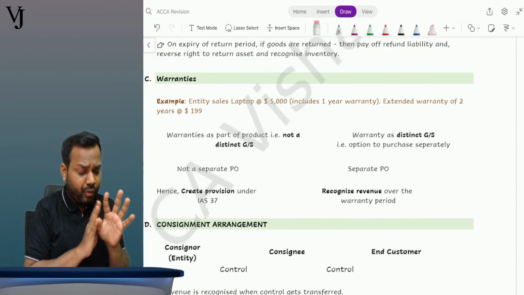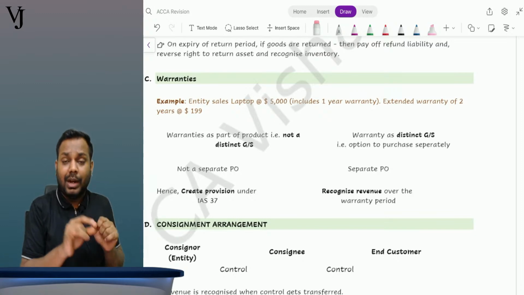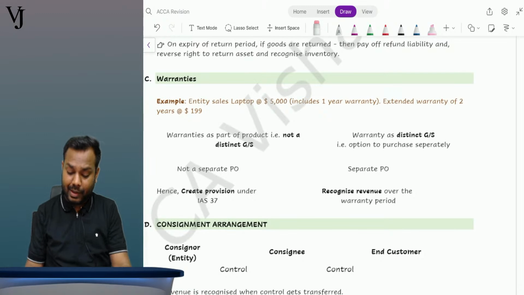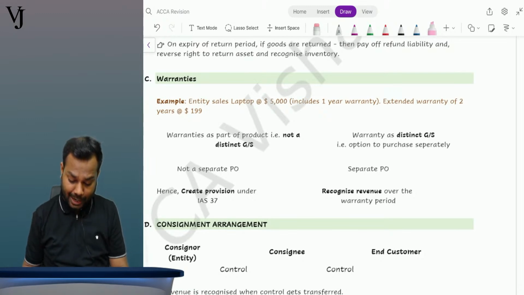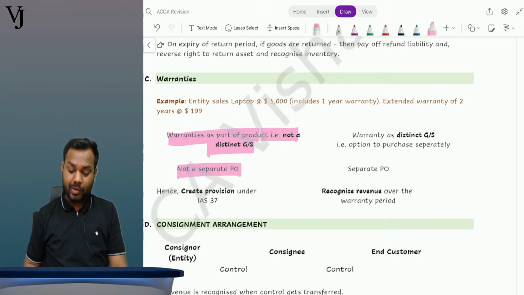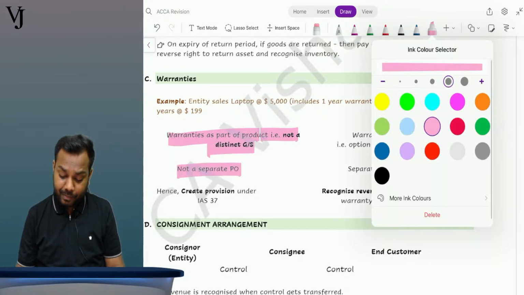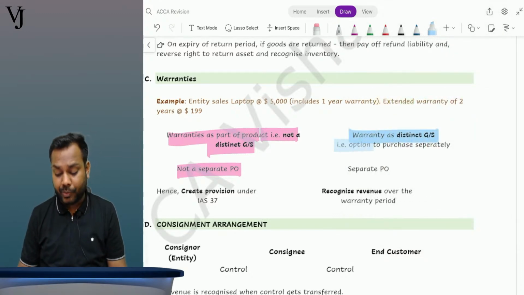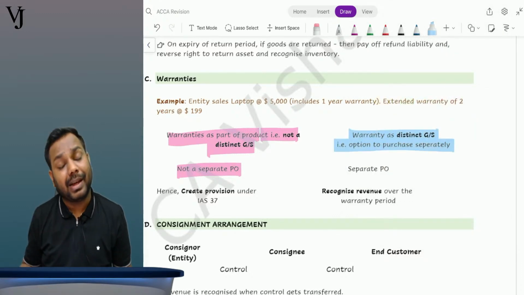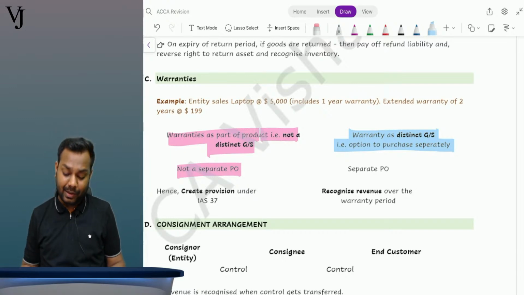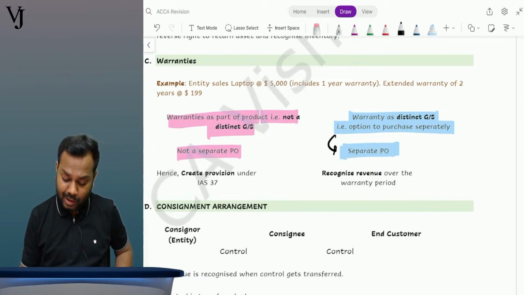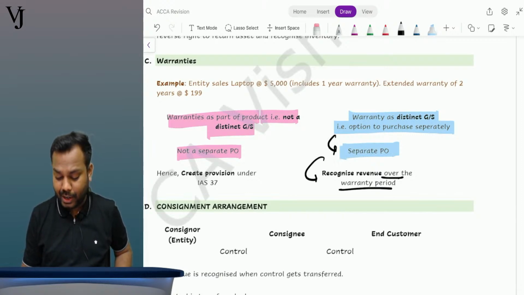Now tell me, inbuilt warranty, is it a separate performance obligation? No. Extended warranty, is it a separate performance obligation? Yes, right? So the standard says that warranties are of two types. Warranties that are a part of the product, that is not a distinct good or service, not a separate performance obligation. And warranties that are distinct goods or services, that is, the option to purchase separately is there, a separate performance obligation, right? If it is a separate performance obligation, you will recognize revenue over the warranty period.